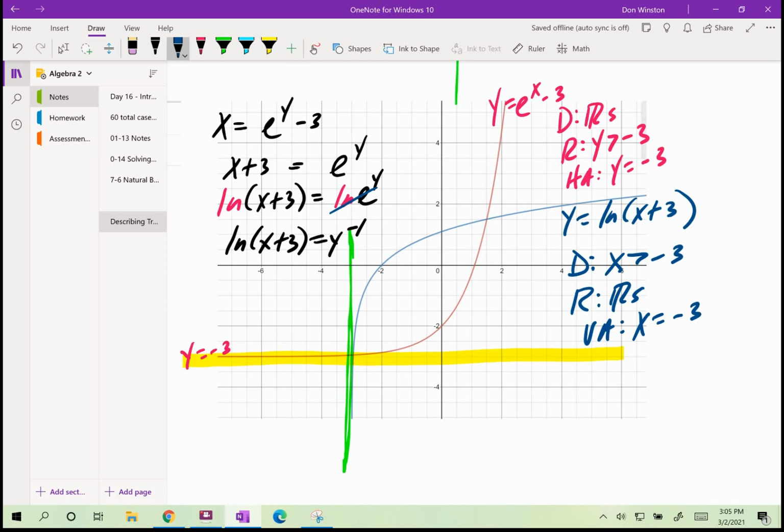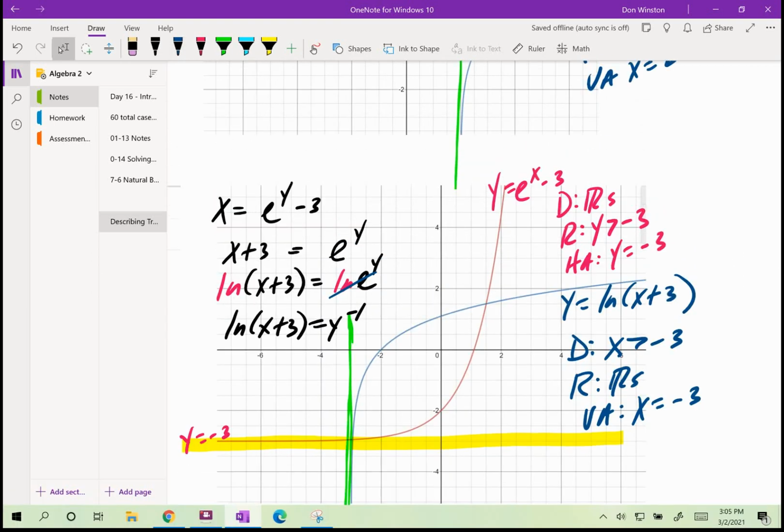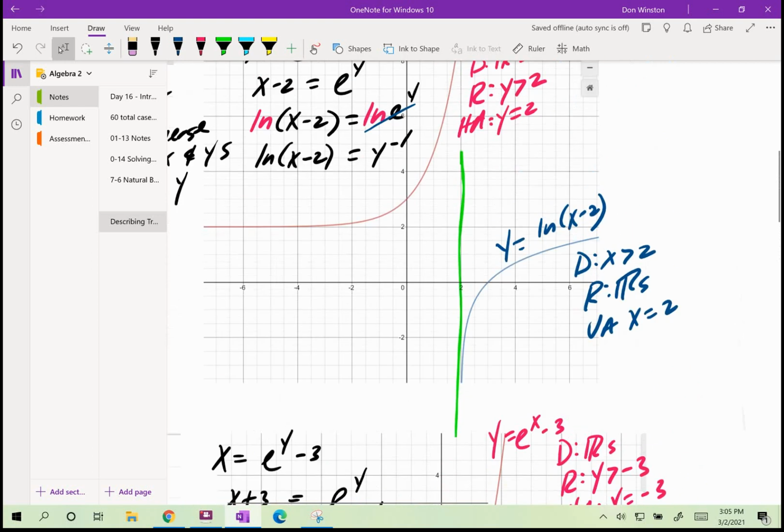Okay, so those are the simple transformations of the base e. So just know how to find the domain and the range and the asymptotes and to make those simple transformations. Okay.